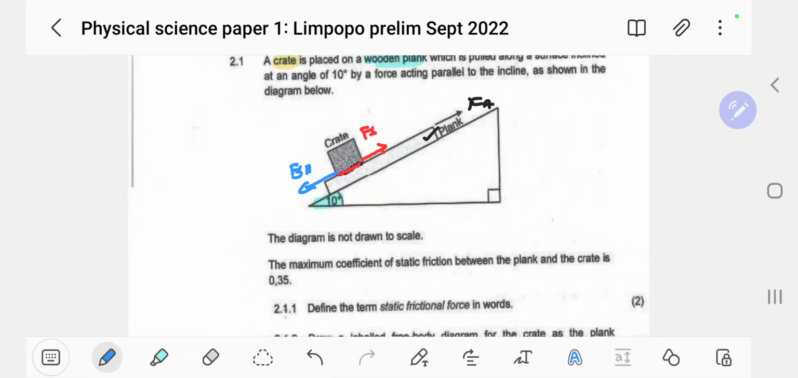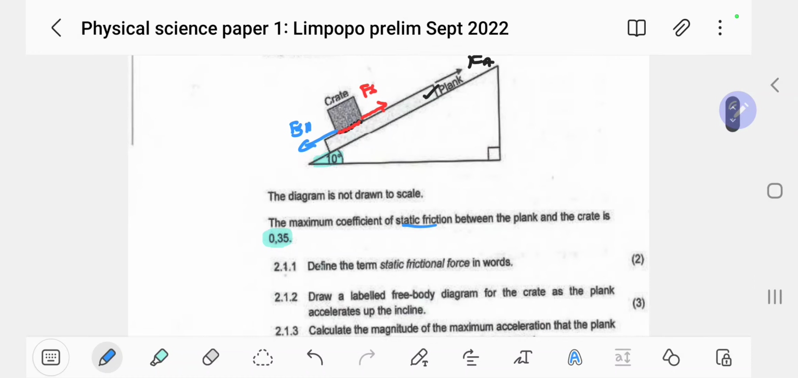Now, the diagram is not drawn to scale, which is fine. We're told here the maximum coefficient of static friction is 0.35. That is important. That means we're going to have to determine the value of that frictional force. Now, the question comes: define the term static friction.